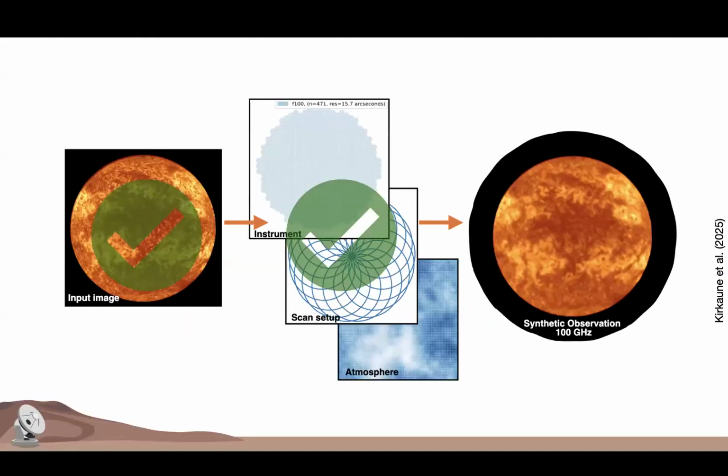So now I have an instrument and a scan. I don't have a separate slide for the atmosphere, but the atmosphere is initialized in the Maria code directly by choosing a site, which is here chosen to be the Chajnantor Plateau, to be as close to where AtLAST would be in the future as possible. So then we have everything we need to create synthetic observations, but what do these look like?